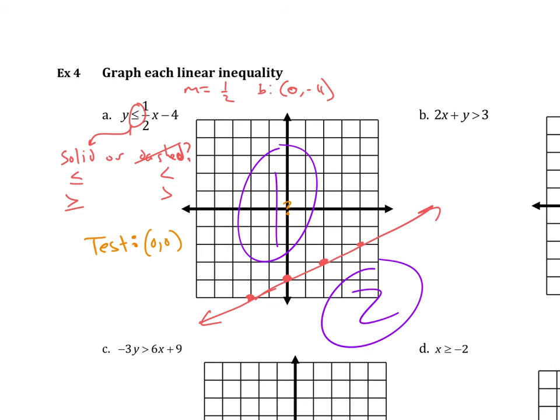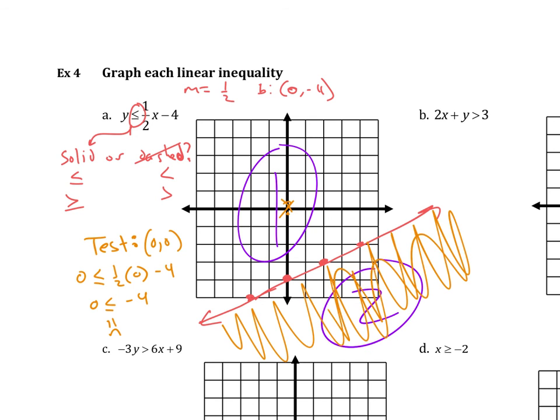0, 0, and then I plug it in. 0 less than or equal to 1/2 times 0 minus 4. 0 less than or equal to -4. Is 0 smaller than -4? No. So that means that was the wrong side. I take my question mark, I cross it off. That was wrong. I have to jump to the other side of the line, and I shade down there. Those points are the ones that are solutions.